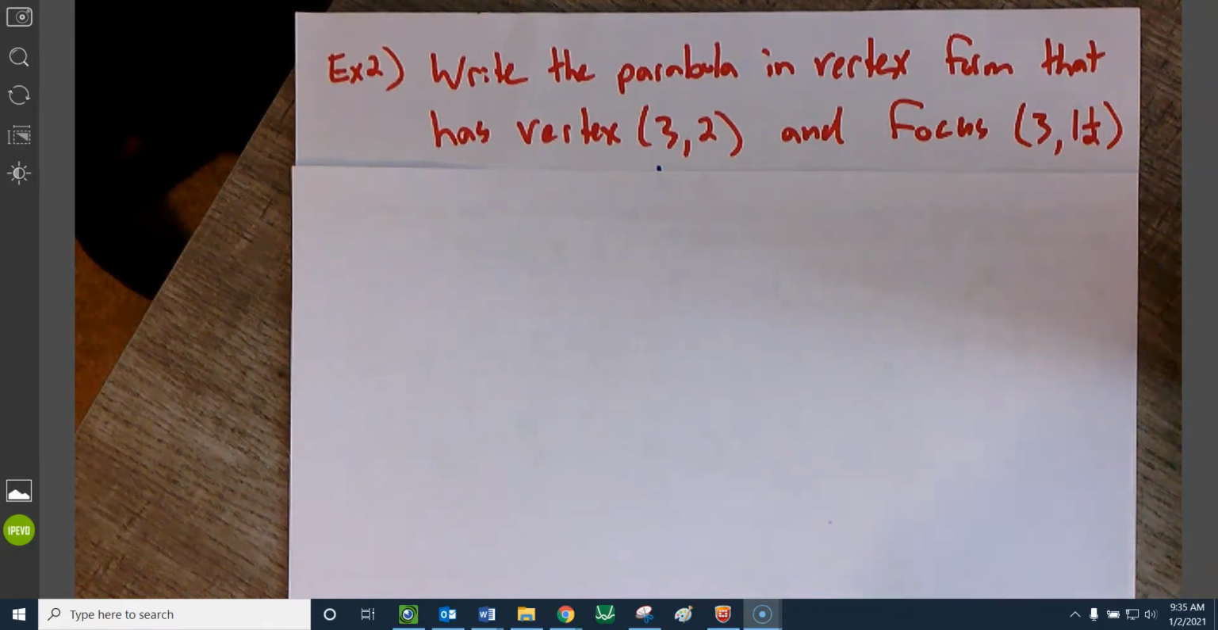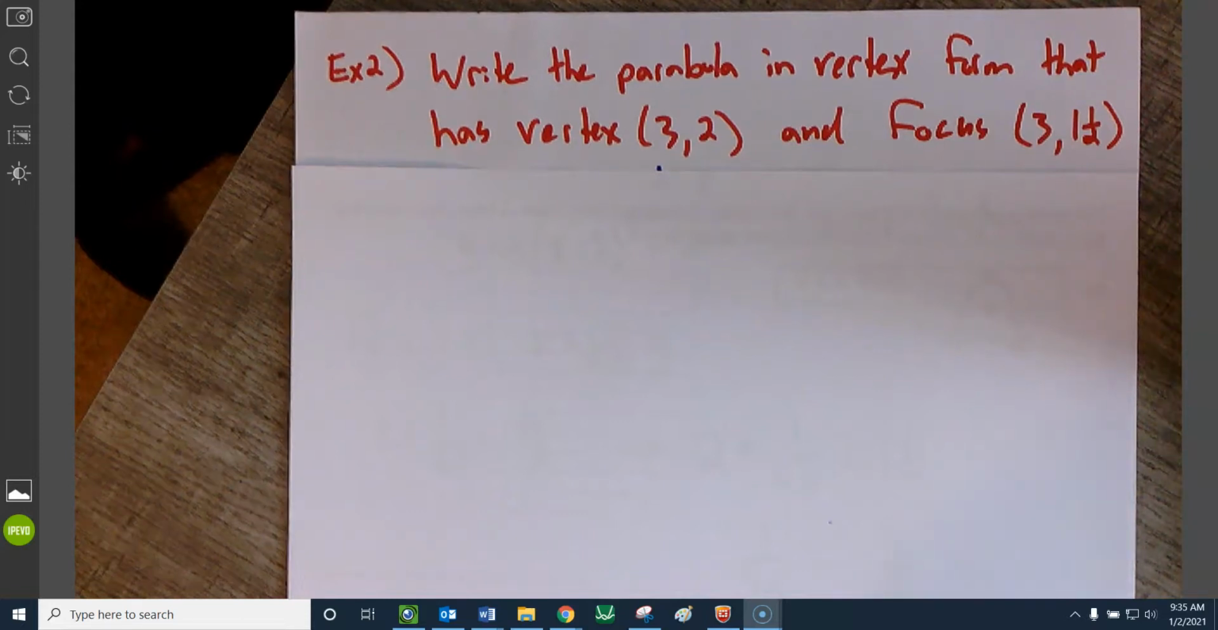It says to write the parabola in vertex form. So before, I gave you an equation, and I asked you to find the vertex, the focus, the directrix. But now we have other types where I give you those key features, and you work backwards and tell me what the equation is. So it's just being fluent in all this math and being able to go back and forth and use all of these skills intertwined together.